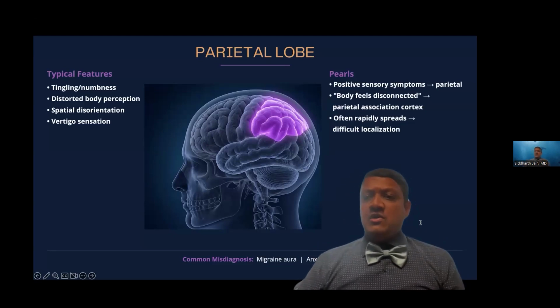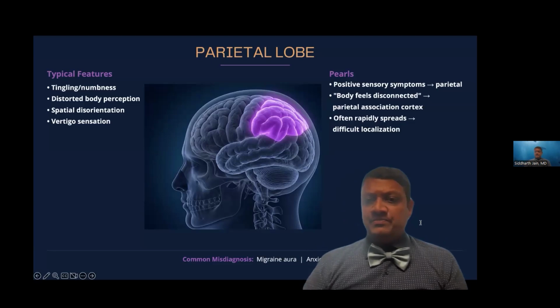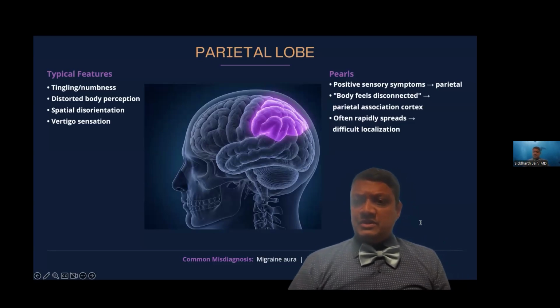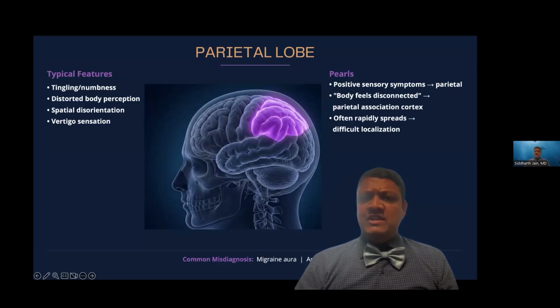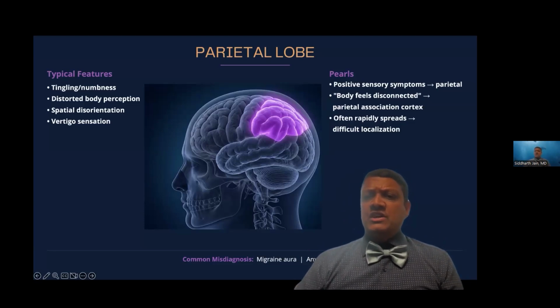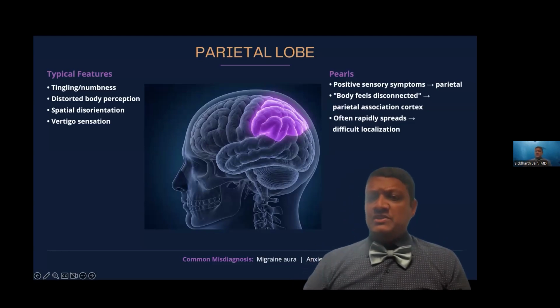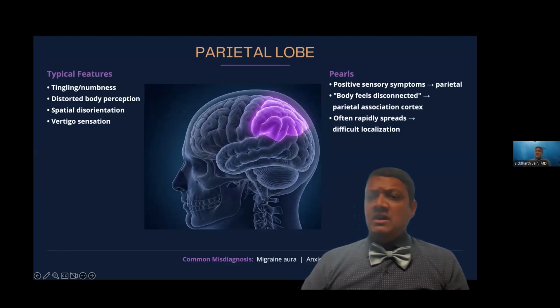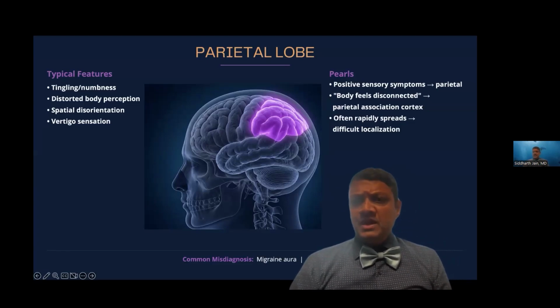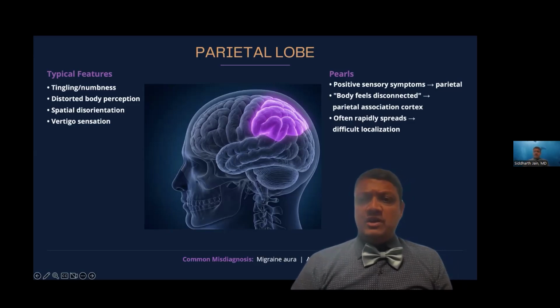And it can be very localizing. It tells you that the seizure is spreading along the postcentral gyrus. Distorted body perception is sometimes under-recognized. Patients feel like their hand is enormous or the arm does not belong to them, or the body is twisted in space. Spatial disorientation or vertigo can occur, especially with inferior parietal involvement. They usually spread to adjacent areas: temporal, frontal, and occipital.